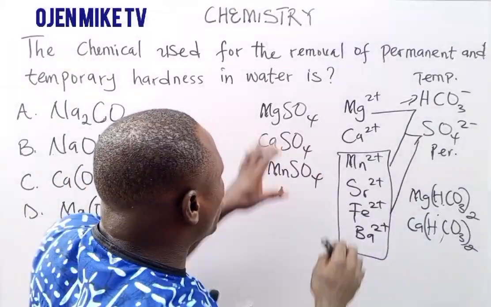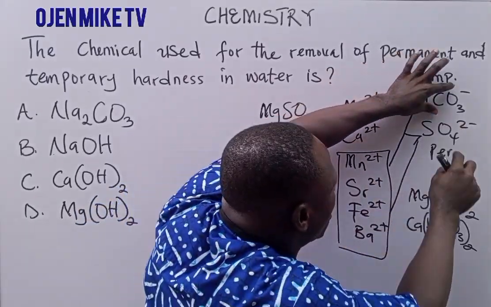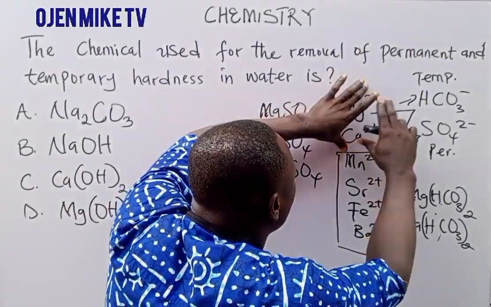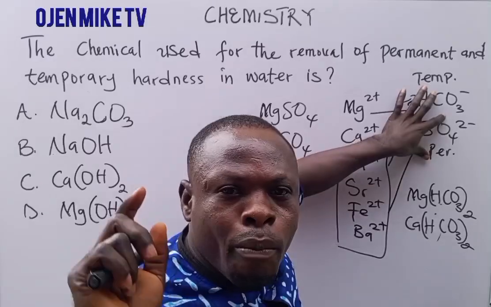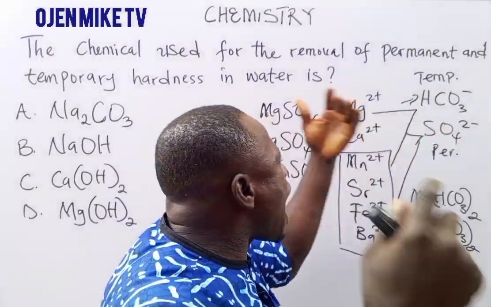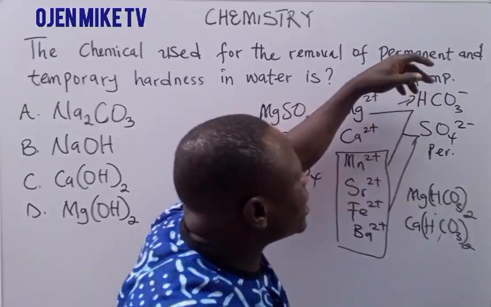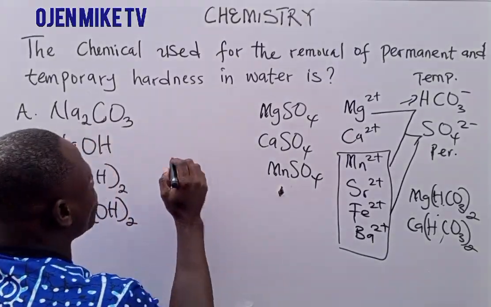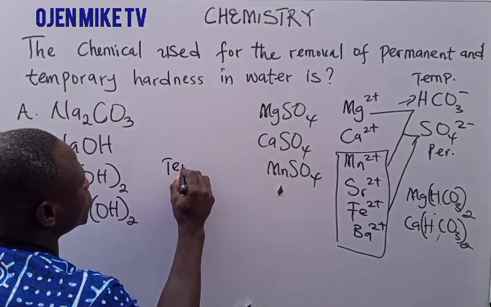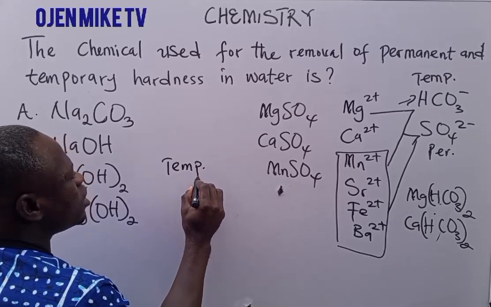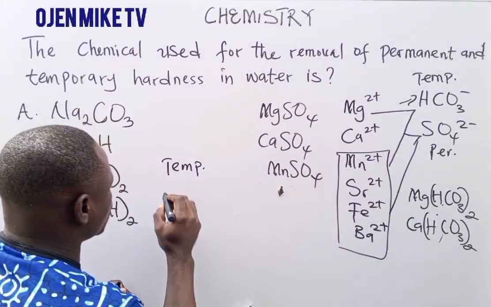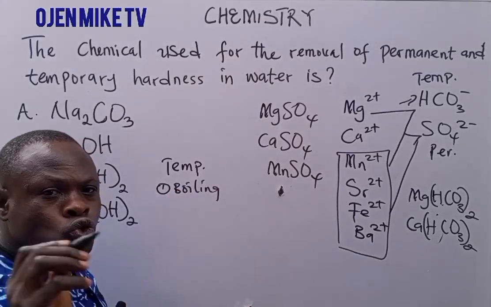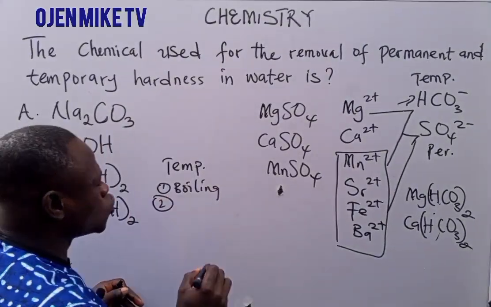All right. So when these combine with bicarbonate, they form what? Temporary hardness of water. When these combine with sulfate, they form what? Permanent hardness of water. Now, how do you remove this temporary and permanent hardness of water? Now, for temporary, the ways you can use to remove it: one, boiling. Two is what? The use of slaked lime.